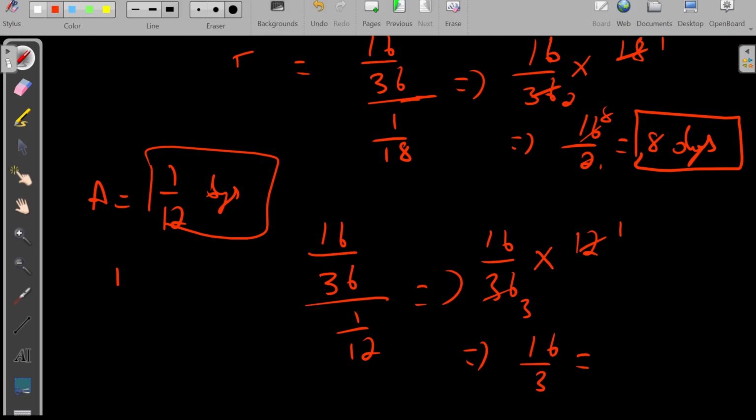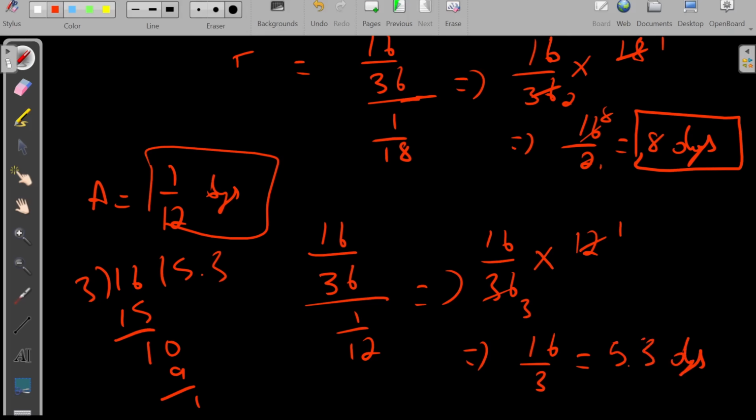Now let's divide this. I have 16 over 3. Now 3 5s would be 15. That would give me remaining 1. If I place 1, 3 3s would be 9, which basically gives me 5.3 days. Which checks out, because A is more efficient than B and A can do more work than B. So A can complete the same work in 5.3 days, whereas B can complete the same work in 8 days.